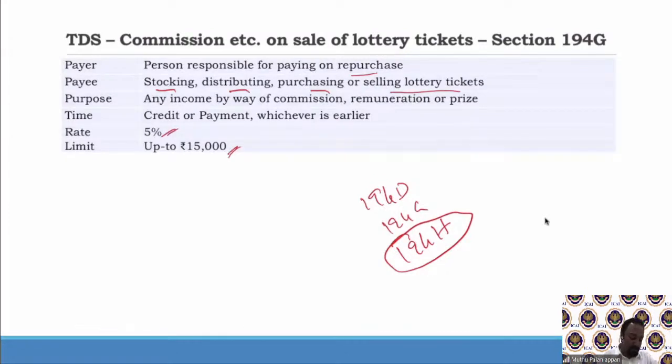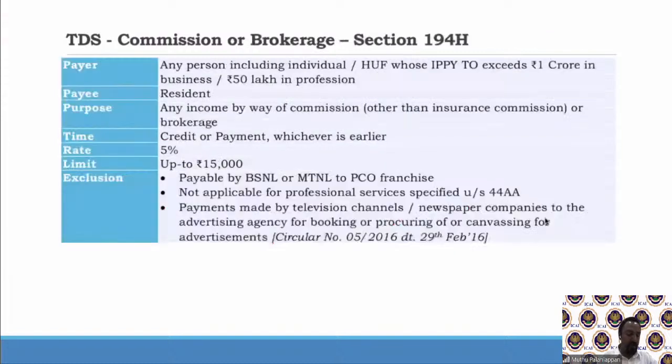That is, when I say real section, it is what is critical for your examination, which is 194H. So 194H, as I told you, is commission and brokerage. We were already discussing various sections which are talking about commission. It is 194D. We said it's insurance commission. And we said 194G is for commission on sale of lottery tickets.